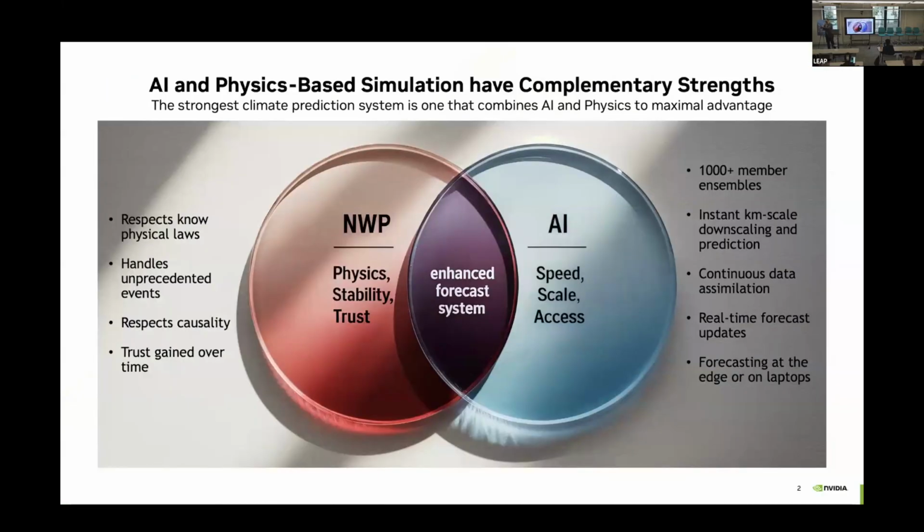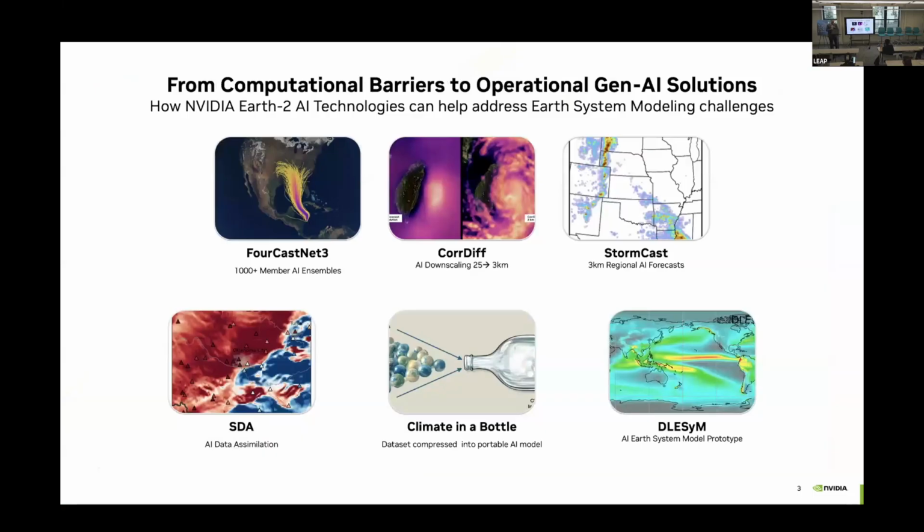So of course, it's important to remember physics models matter. Climate projection is going to require physics models. AI is very complementary in very interesting ways. It's very interesting to think about how they can be best used in concert. These are some of the trade-offs. At NVIDIA, we're building a bunch of different things in weather modeling, in downscaling, in high-resolution weather modeling. I'll give you a superficial tour of some of them, and then we'll dive into Climate in a Bottle.